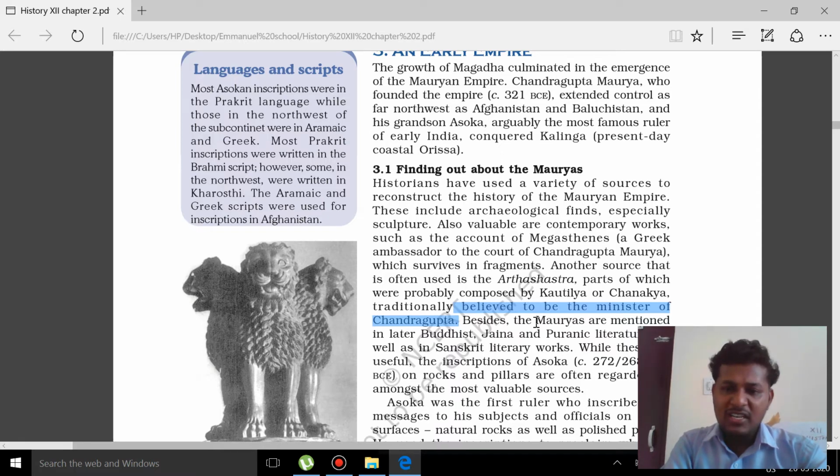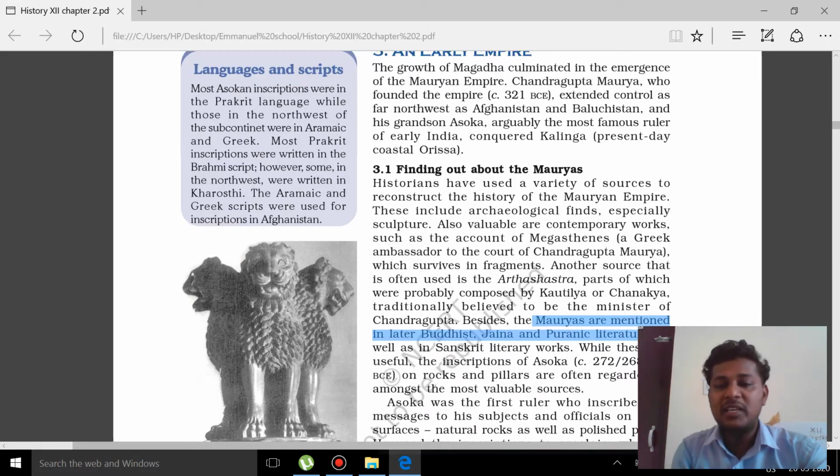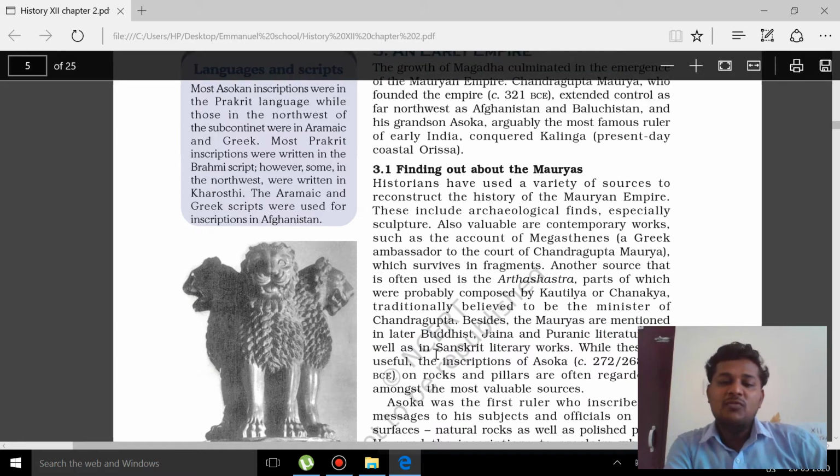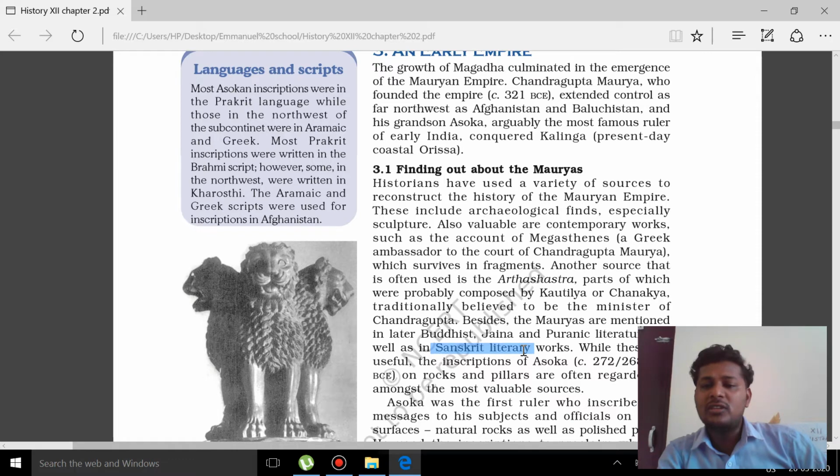Now the Mauryans are also mentioned in later Buddhist, Jaina and Puranic literature, and even in Sanskrit literature. What literatures speak about the Mauryans? Buddhist literature, Jaina literature, Puranic literature and some Sanskrit literary works also tell about them. So this is the fourth point.